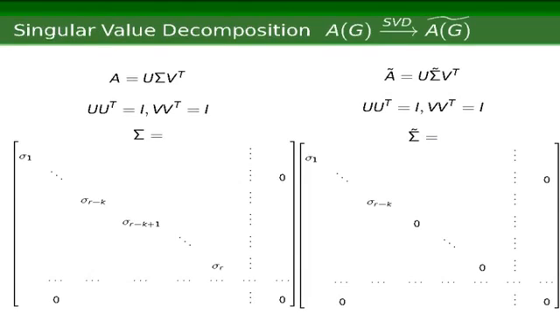So any matrix A can be written as the product of three matrices, where U and V are orthonormal matrices: UU transpose and VV transpose equal I. Sigma is the diagonal matrix, where sigma 1 to sigma r are the singular values of A. Because sigma 1 to sigma r are arranged from large to small, if we reduce the last k singular values to 0, we obtain a new matrix sigma tilde, and thus we have a new matrix A tilde.